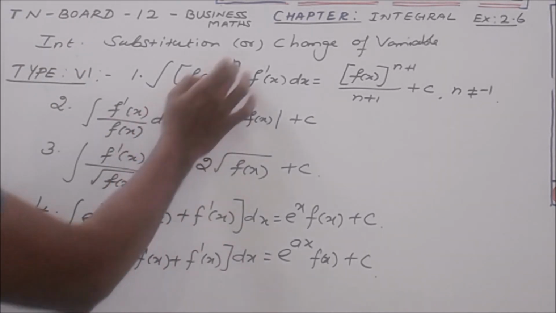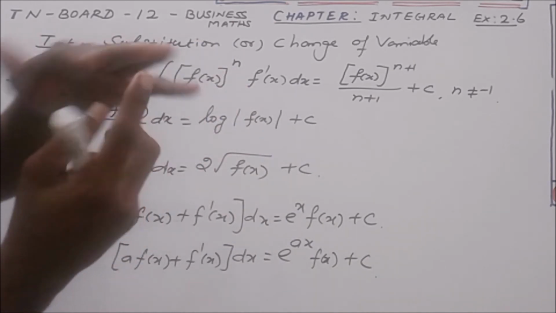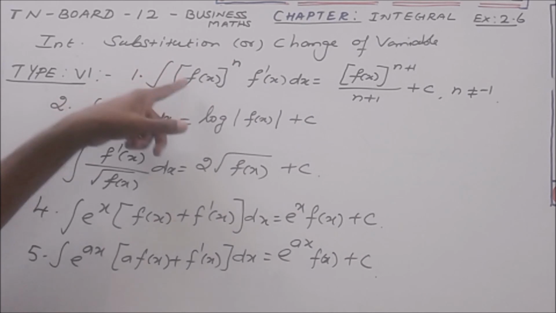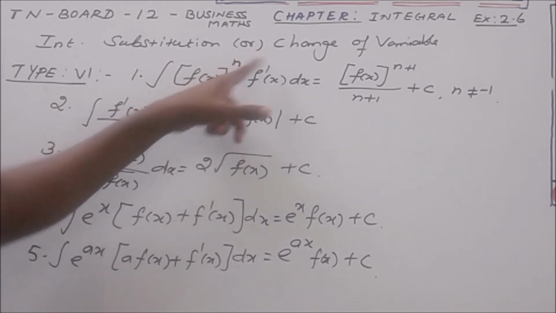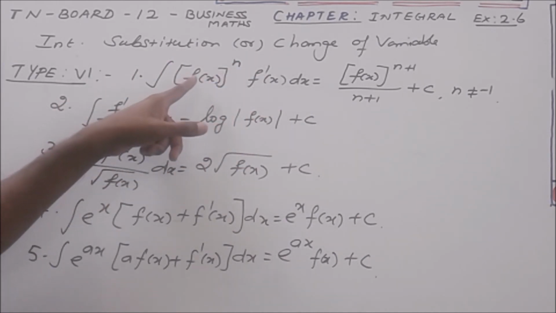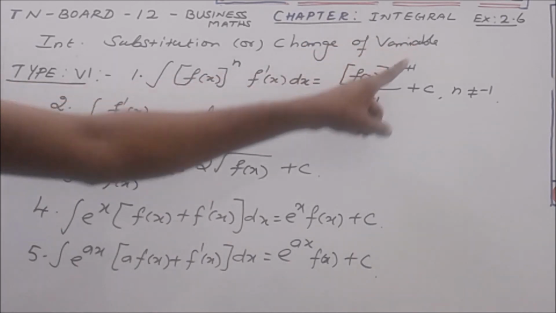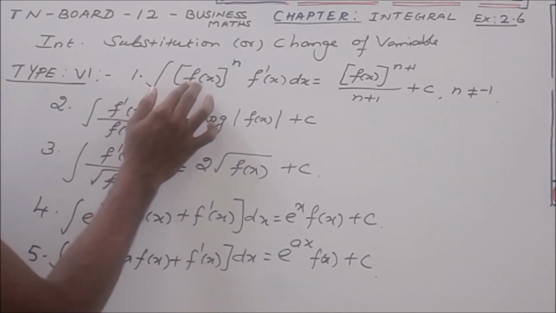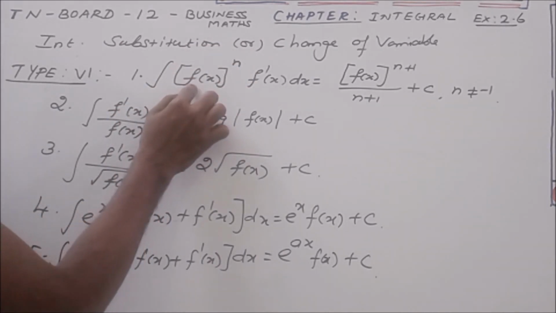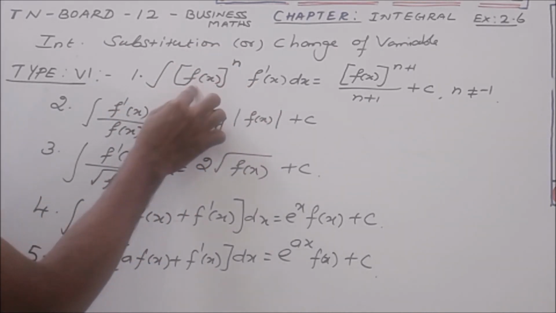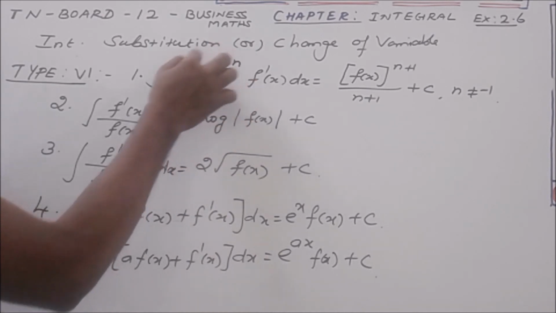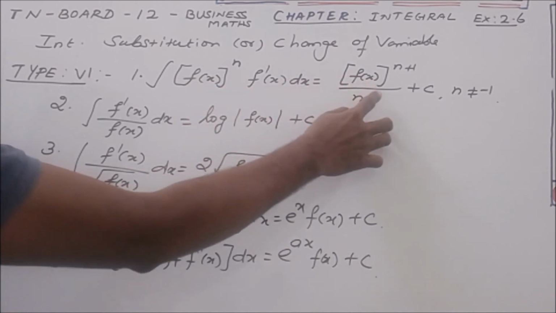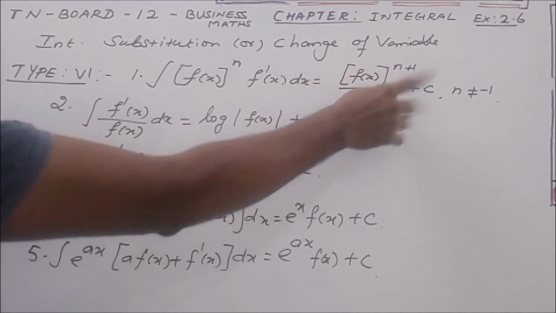Here f of x power n means f of x, comparing with the previous formula, f of x power n plus 1 by n plus 1. But in the integrand we should have its derivative also. Then we can go with the formula f of x power n plus 1 by n plus 1 plus c. Understand? Listen carefully here. F of x power n and its derivative in product. A function and its derivative. The function has some power and its derivative are in product. Then we can go with the formula f of x power n plus 1 by n plus 1 plus c.